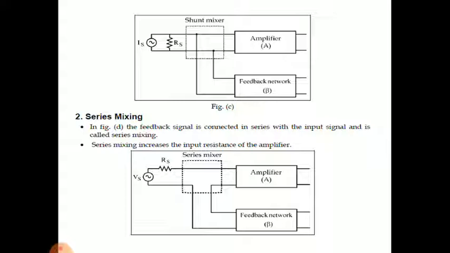Next is the series mixing. In the figure, the feedback signal is connected in series with the input signal and is called series mixing, right? In this case, series mixing increases the input resistance of the amplifier, obviously, because the feedback network is connected in series with the input impedance of the amplifier. As a result, the resistance will increase.